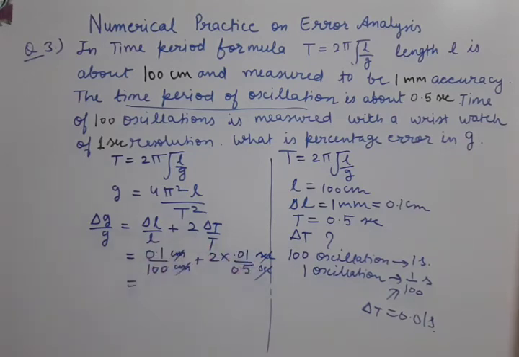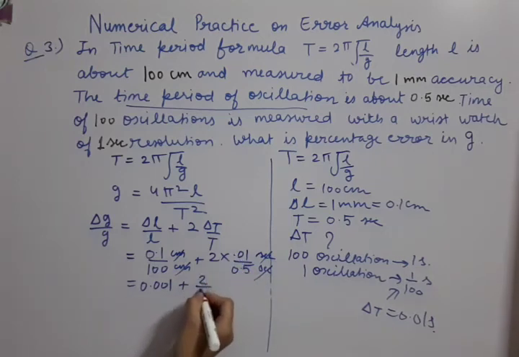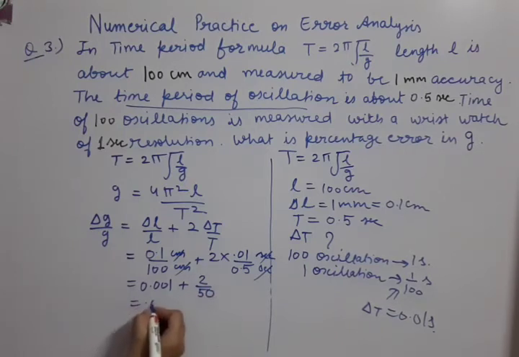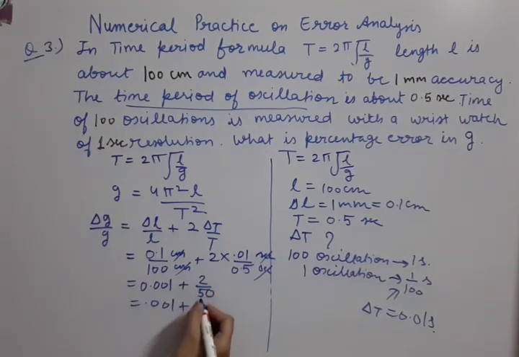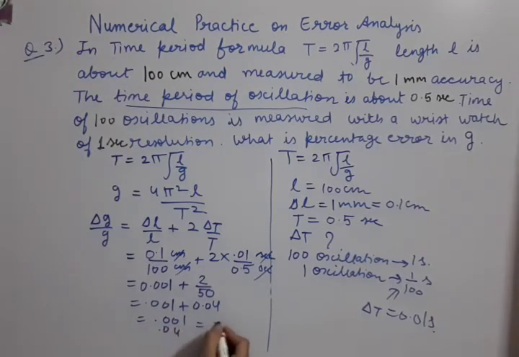Now we have to solve these ratios. 0.1 by 100 will become 0.001. We will solve individually. And this side, it will become 2 by 50. So 0.001, and 2 by 50 is 1 by 25. 1 by 25 is 0.04. So finally we have 0.041. 0.041 will be the answer.